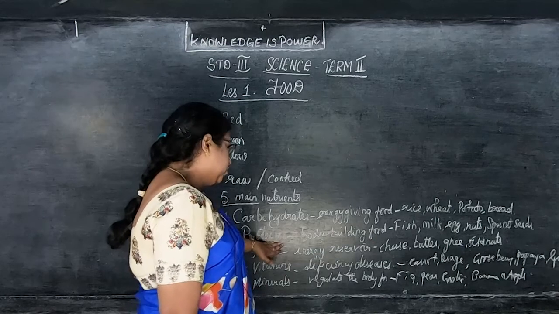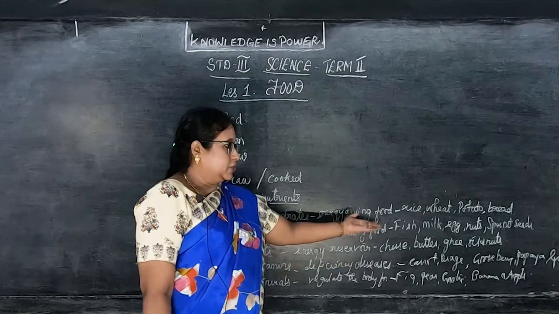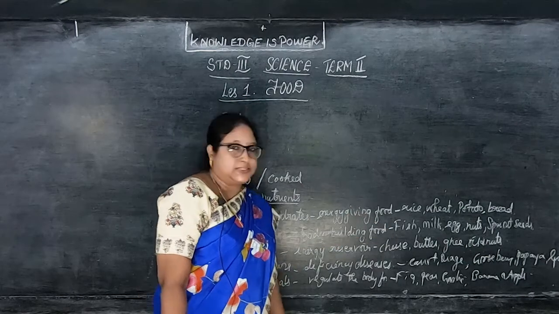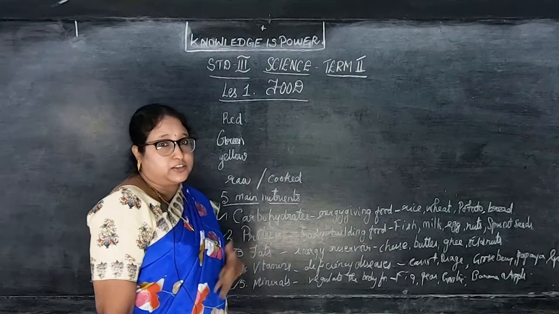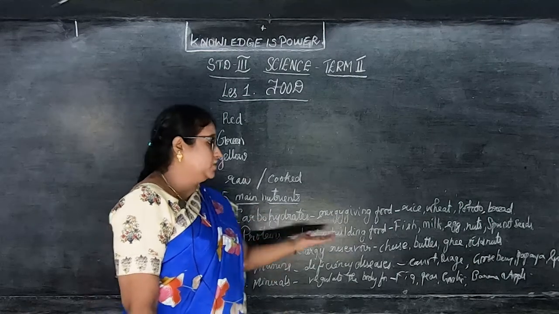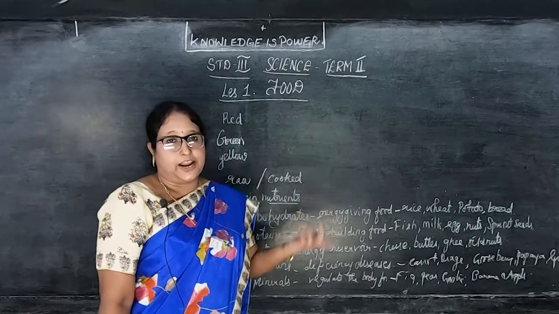Then proteins, if you want to get proteins more in your body, it's a body building food, that is fish, milk, egg, nuts, sprouts and seeds. Then fats, it's an energy reservoir. So what are the food? You have fat, cheese, butter, ghee, oil and nuts. If you take these food items, that's fat in your body, right?